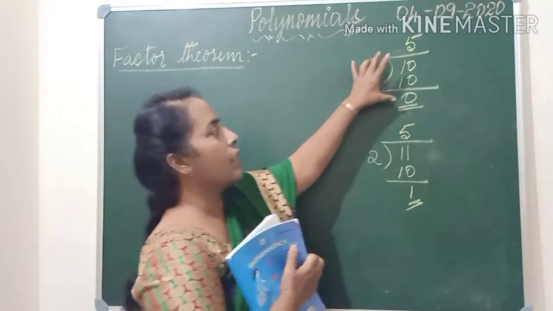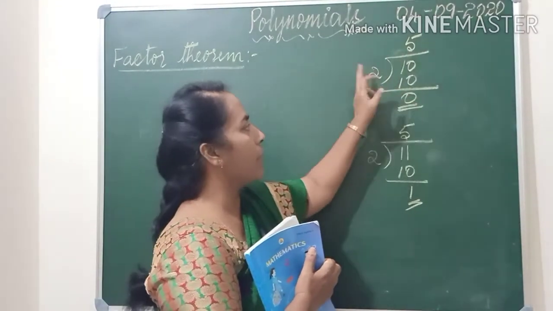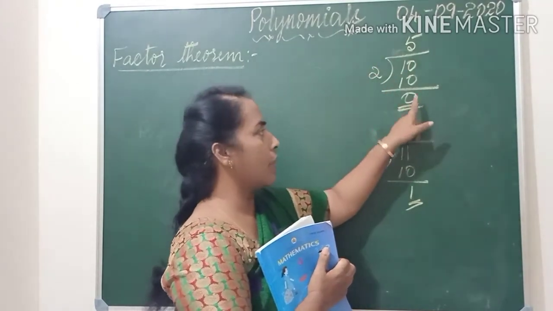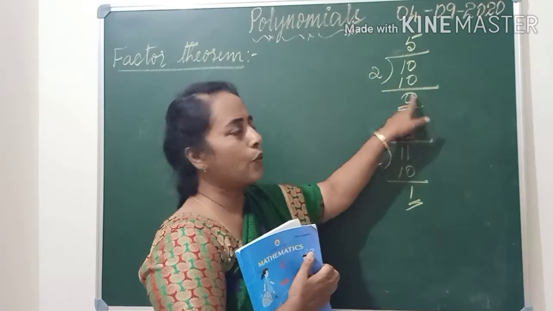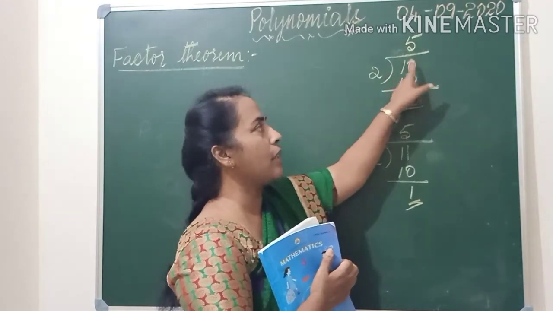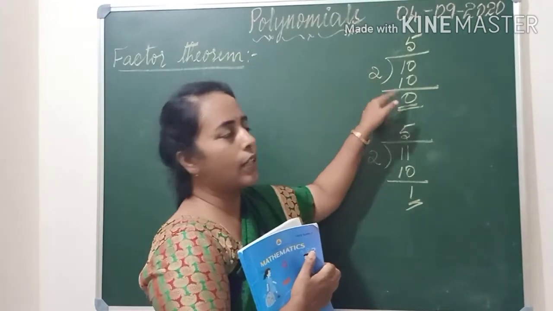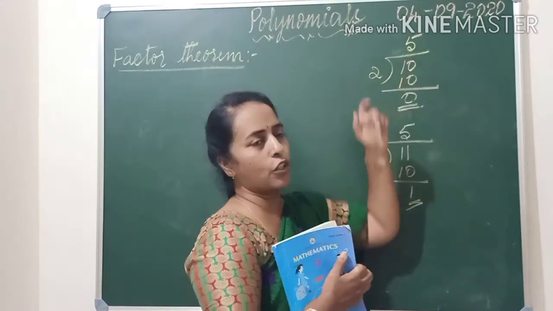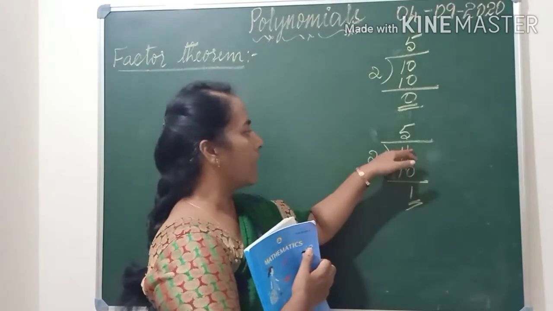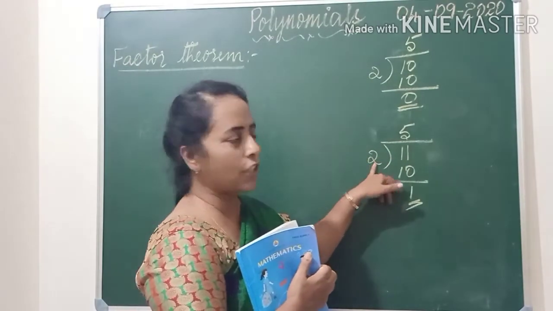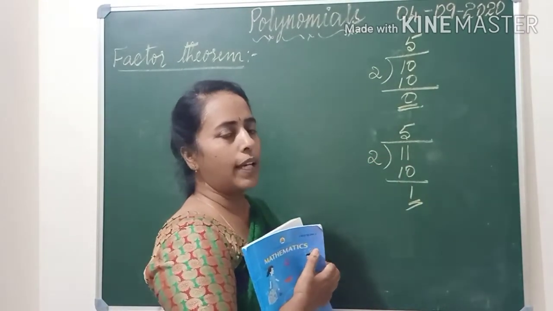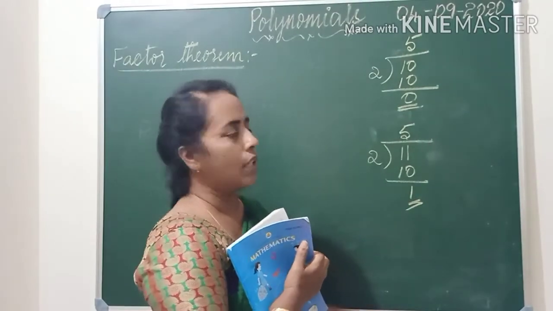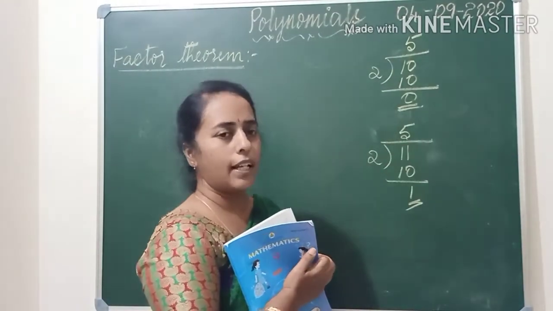Yes, you are correct. In the first case. So when do you say 2 is a factor of 10? When your remainder is 0. Since you can divide 10 completely by 2, you will get remainder 0. In that case, the divisor is a factor of the dividend. Here, can you say this is a factor of 11? No. Why? Since the remainder is not equal to 0, 2 is not a factor of 11.